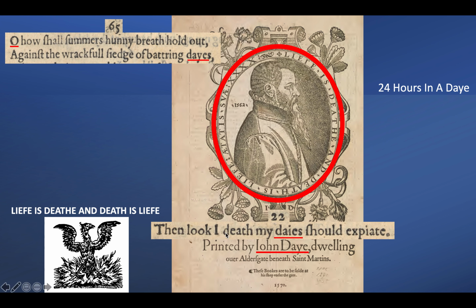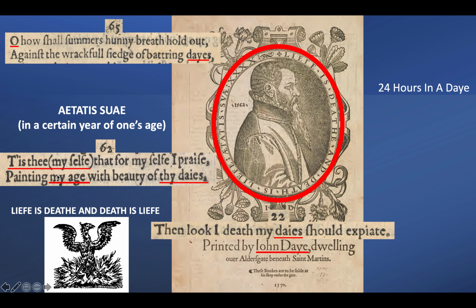If we look at Sonnet 22, then look, I death, my days should expiate. Well, we have death and we have days again. And if we have a look at Aetatis Suae, which means in a certain year of one's age. Well, if we look at Sonnet 22, 'Tis thee myself, that for myself I praise, painting my age with beauty of thy days. Well, there we have age and thy days. So this is all referenced in the sonnets for you. Good luck arguing against all of this. It's in the sonnets for you.